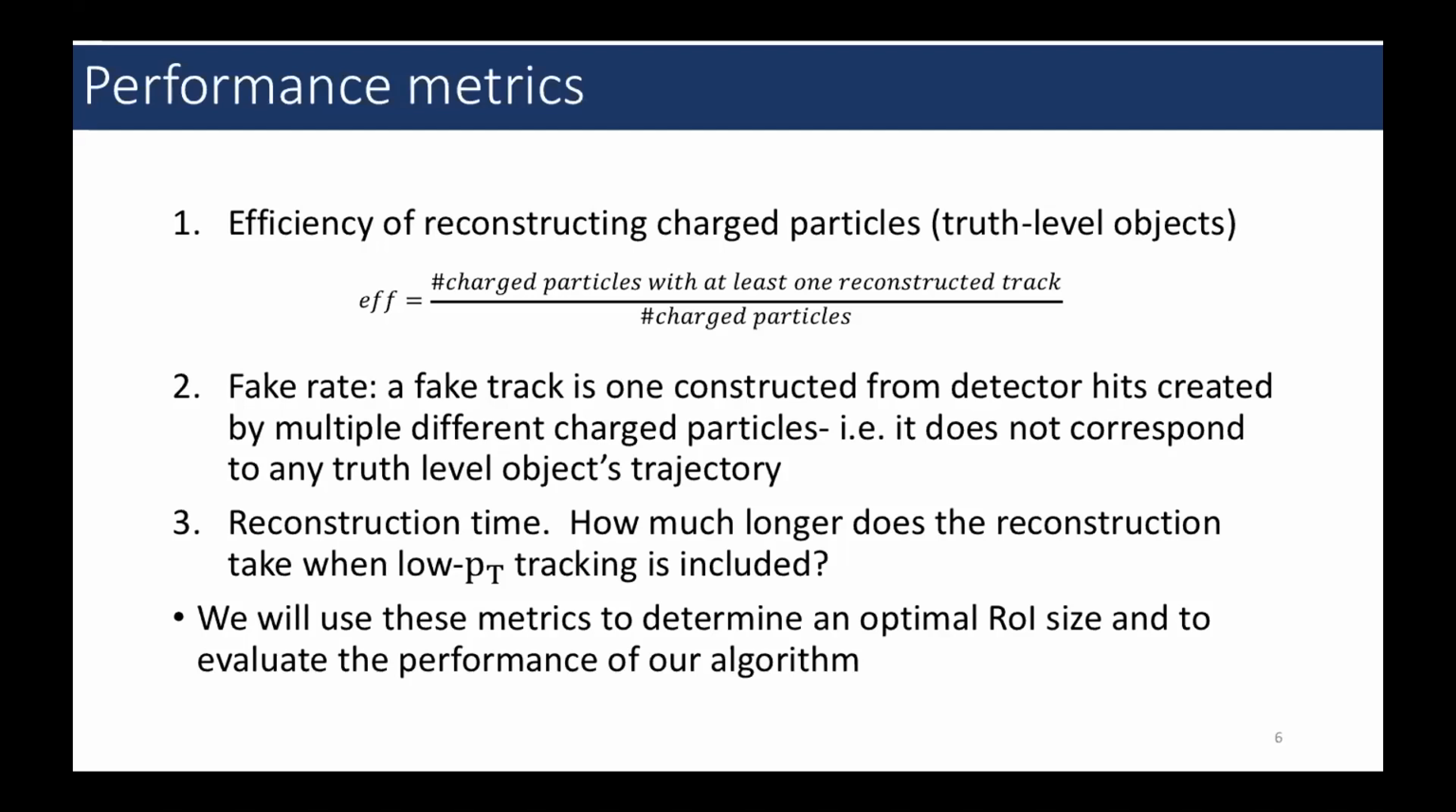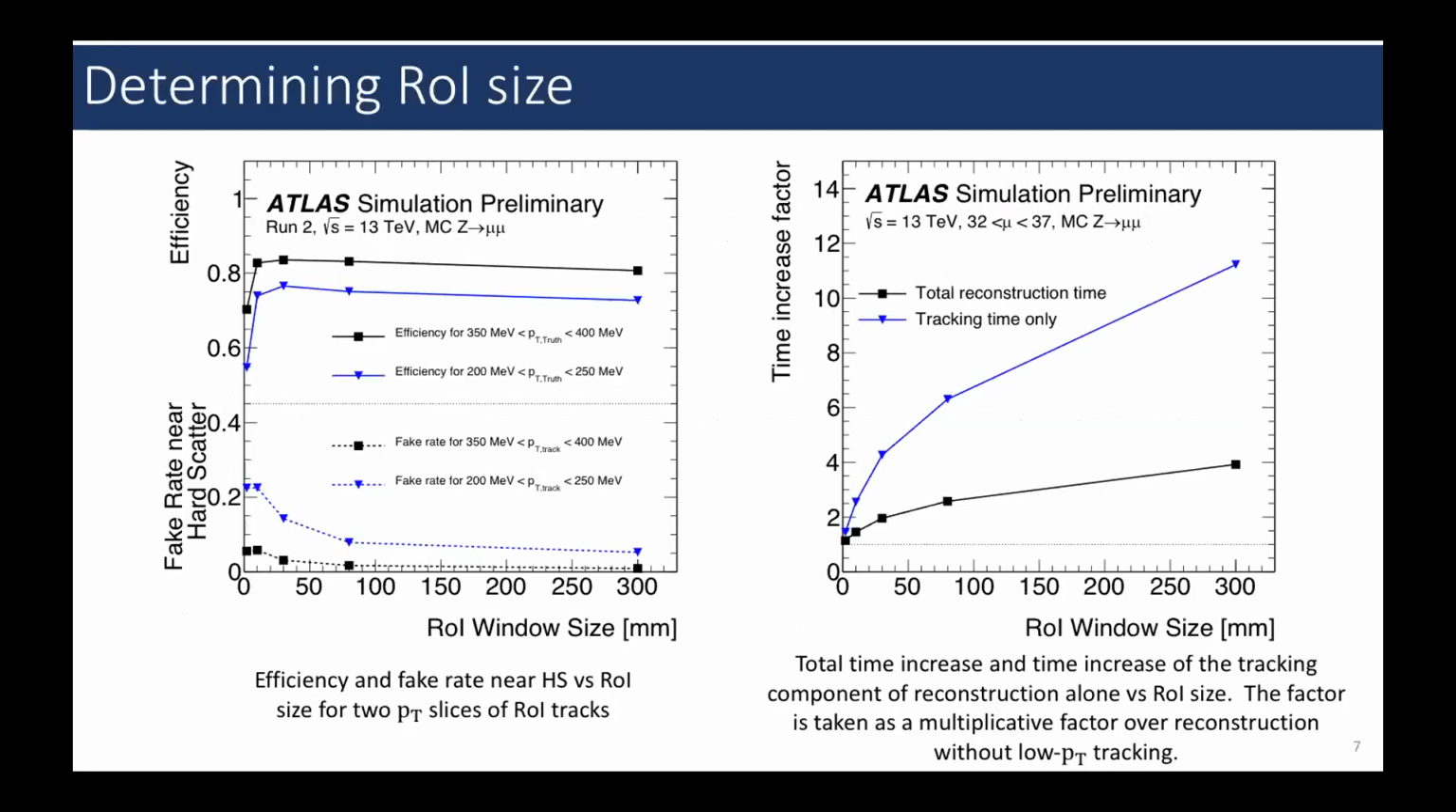So we will use these metrics to determine an optimal region of interest size and to evaluate the performance of the algorithm in general. So in terms of determining the ROI size, on the left, we have plotted the efficiency and the fake rate as a function of the region of interest size. You see that for a very small region of interest, say 2 or 10 millimeters, the efficiency tends to be low for different track PTs, and the fake rate tends to be high. The efficiency seems to peak at around 30 millimeters, and the fake rate also tends to die off with a larger region of interest size.